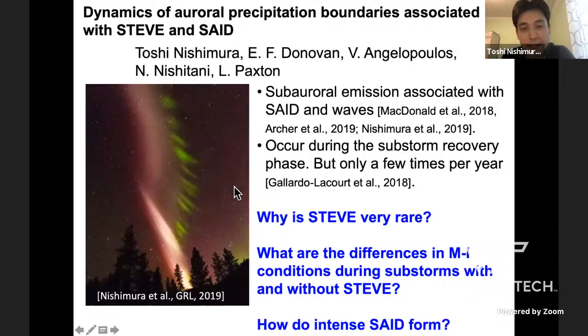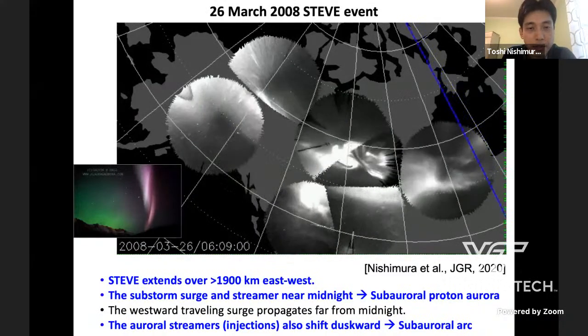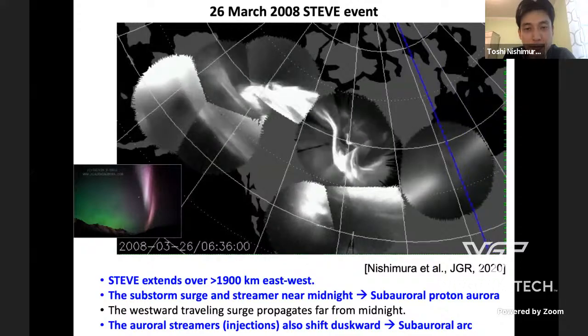So to understand the condition of STEVE occurrence, we have to solve several problems at the same time. The one is why STEVE is so rare, more specifically, what are the unique MI conditions during substorms with STEVE, and what's the difference from regular substorms without STEVE? And we have to also understand how these intense SAIDs are forming, why those are happening only for specific events, but not in other events. So to discuss those things, let me bring up some events here.